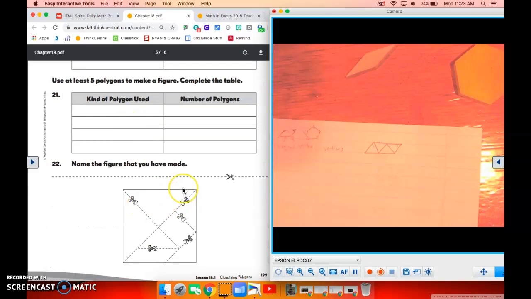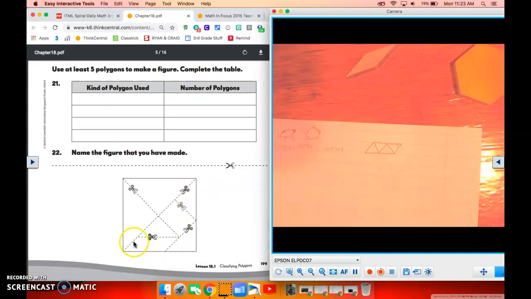3 sides, 3 angles, 3 vertices. Again, another triangle, another triangle, another triangle. So you got 1, 2, 3, 4, 5 triangles. You have this one here. That's your parallelogram, right? That was just like what we did right there. And that would have 4 sides, 4 angles, 4 vertices.